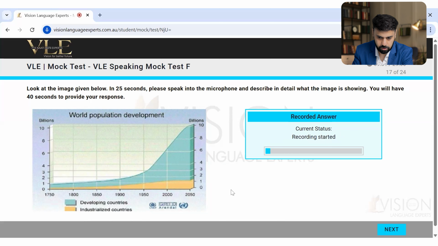World population development was the main topic of the image. Developing countries was at the bottom of the image. 8 and 6 was on the left side of the image. Billions and 10 was also mentioned. 2050 and 10 billion is highest, whereas 1750 and 1 billion is lowest. To conclude, developing countries and industrialized countries were the key feature of the image.